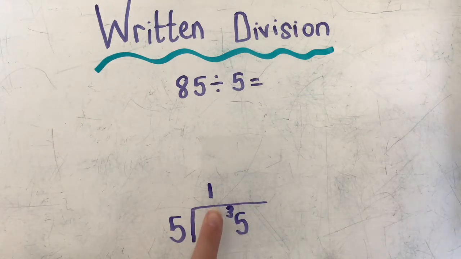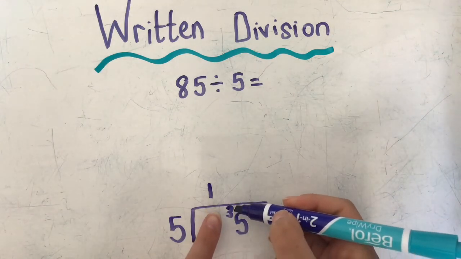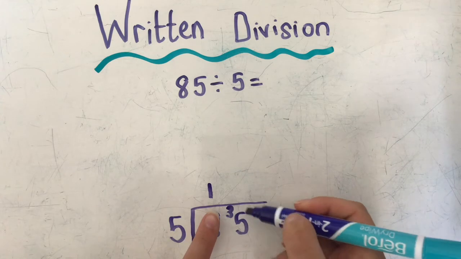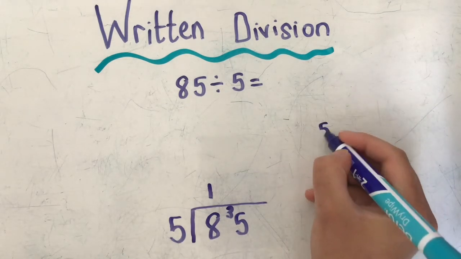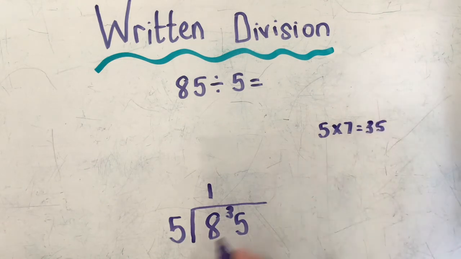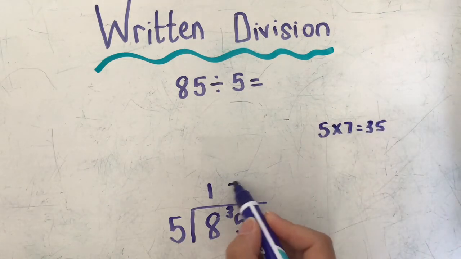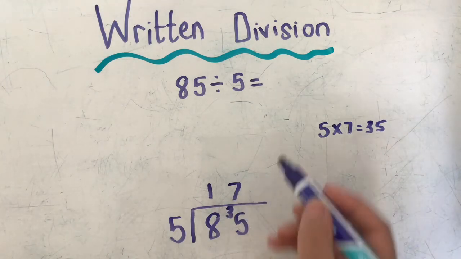Then we don't look at the 8 anymore, and we just focus on this. So because we've carried over the extra 3, we're now looking at 35. So we have to find out how many times 5 goes into 35. And because we know in our 5 times tables, 5 multiplied by 7 equals 35, we have to write 7 above that number 35. So 85 divided by 5 ends up being 17.